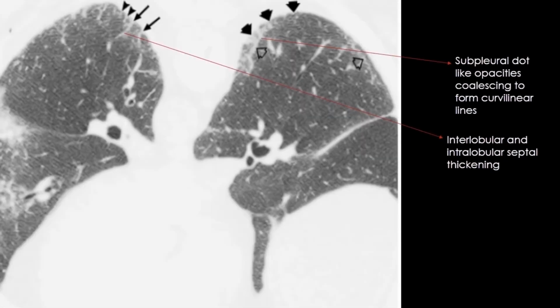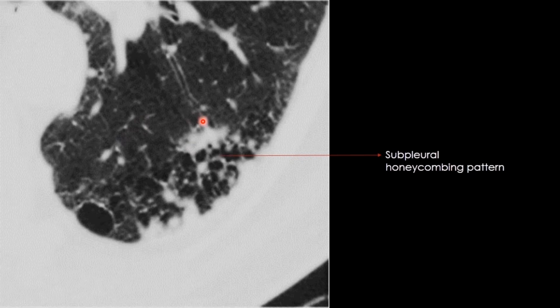This is a coronal CT image in a patient with asbestos exposure, where you can find multiple dot-like opacities in the subpleural locations, which further coalesce to form curvilinear lines, one of the parenchymal manifestations of asbestosis. In the same image you can find interlobular and intralobular septal thickening. This is the axial CT chest lung window, where you can find a subpleurally located honeycombing pattern in the lung.